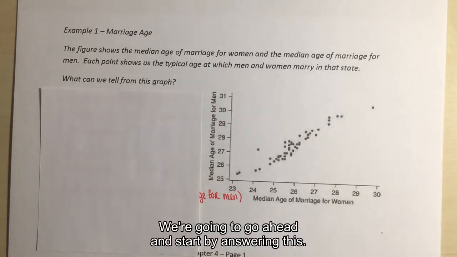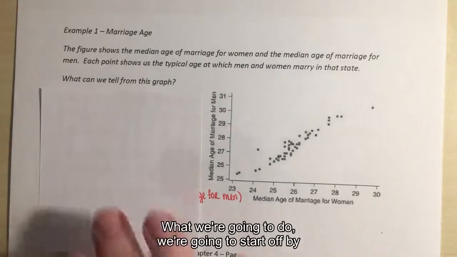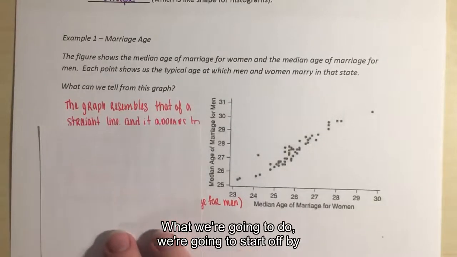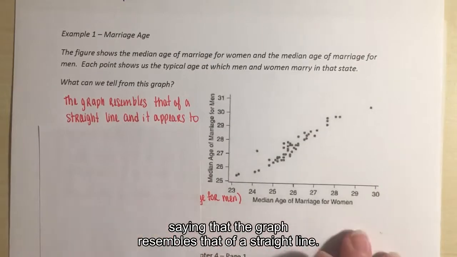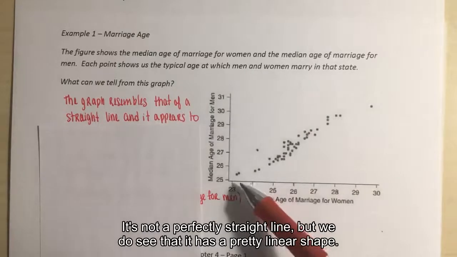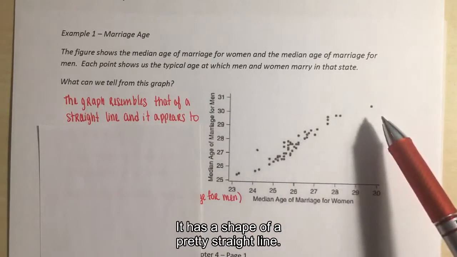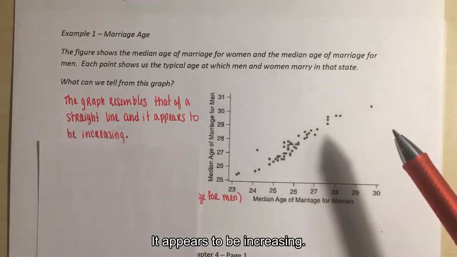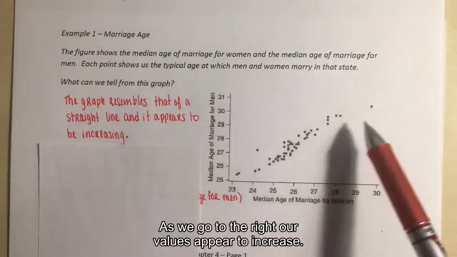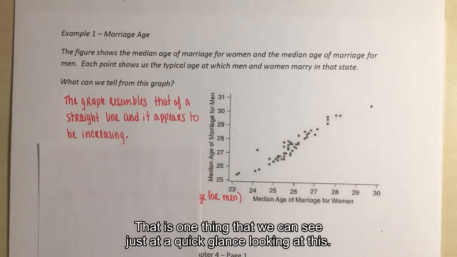We are asked, what can we tell from this graph? So we're going to go ahead and start by answering this. We're going to use a couple of sentences to answer this question. We're going to start off by saying that the graph resembles that of a straight line. It's not a perfectly straight line, but it has a pretty linear shape, right? And it appears to be increasing. As we go to the right, our values appear to increase. That is one thing that we can see just at a quick glance.